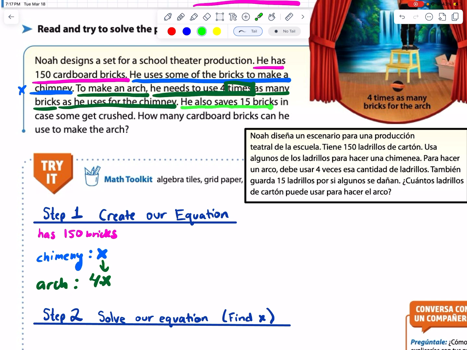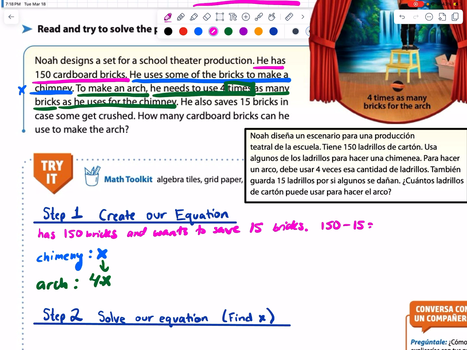He also saves 15 bricks in case some get crushed. So he wants to save 15 bricks. Let's honestly do that already. He has 150 and wants to save 15 bricks. 150 minus 15, I believe it's 135. Yeah, it is. 135 bricks.